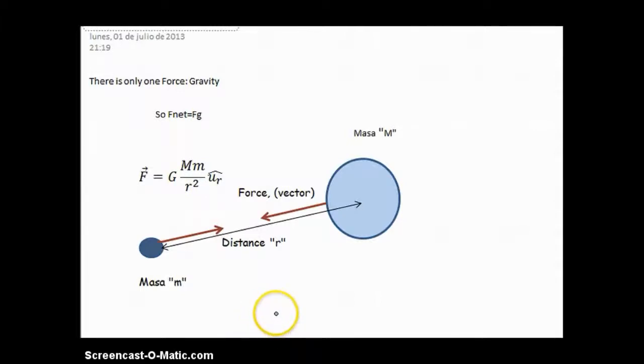We assume there is only one force, gravity interaction. So, according to Newton, the gravity interaction is equal to capital G, the universal constant of gravitation, times capital M, the mass of the black hole, in this case, times the mass of the star, and R is the distance, so divided by distance squared.